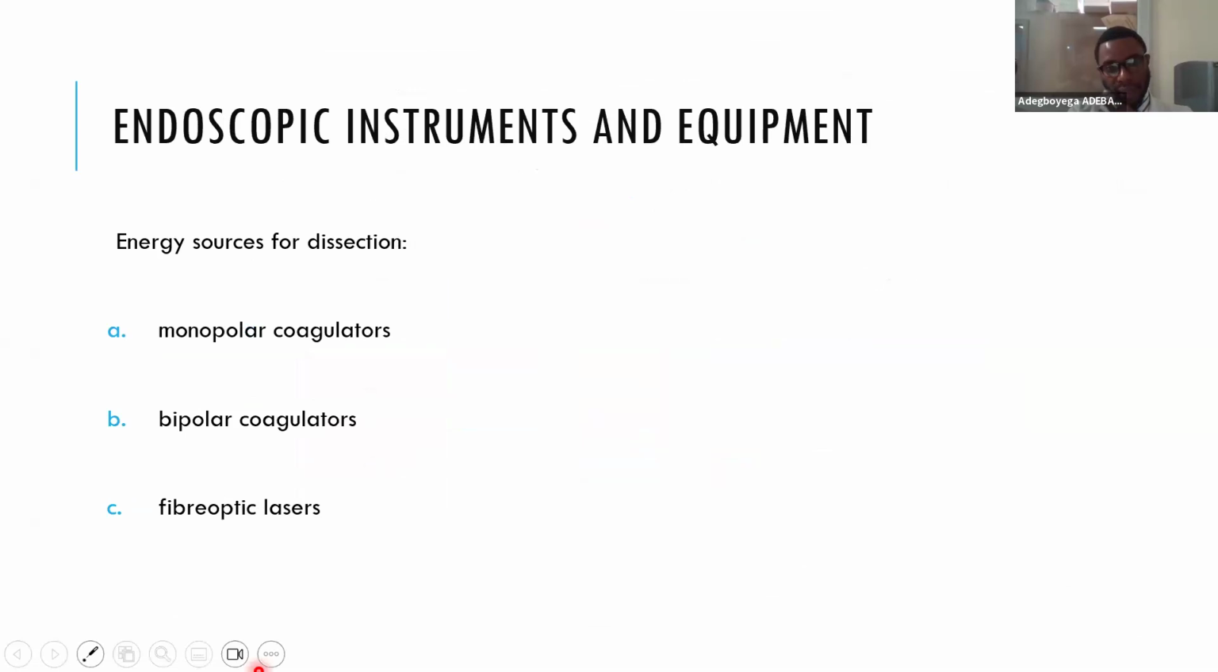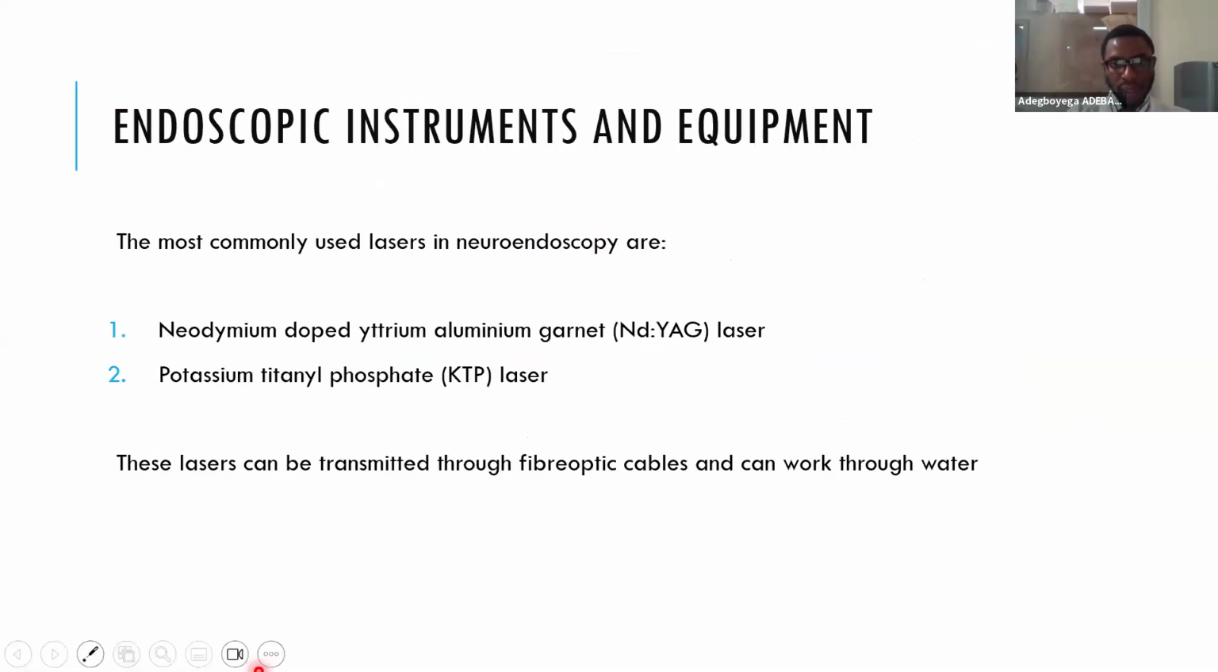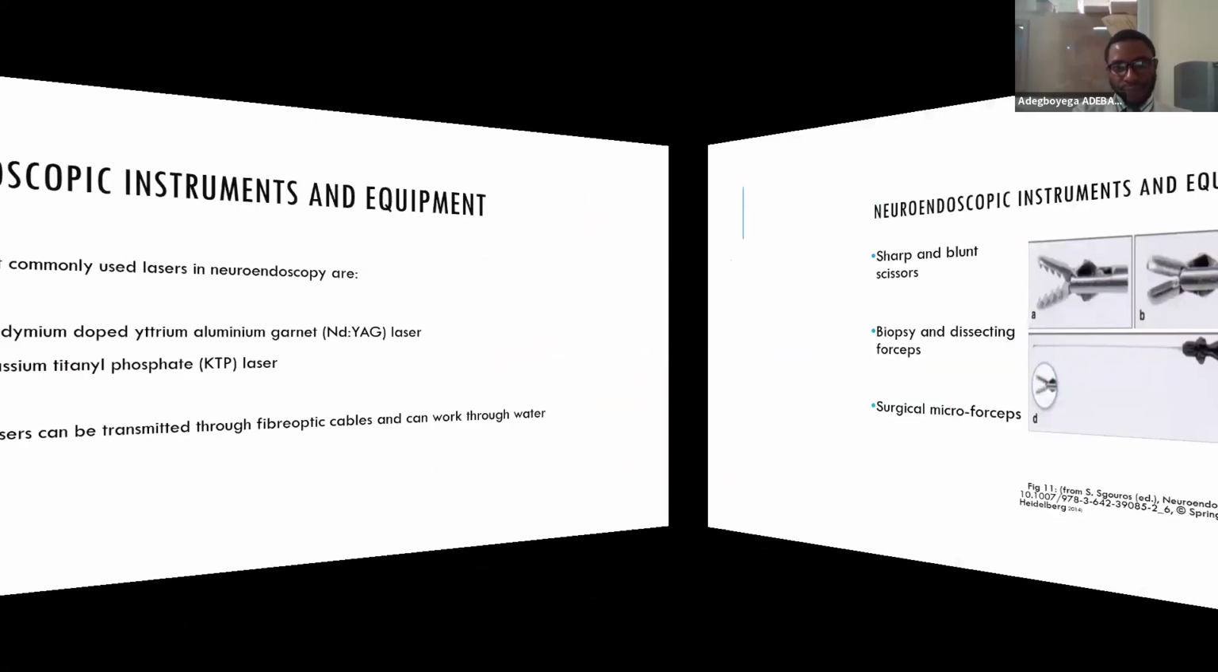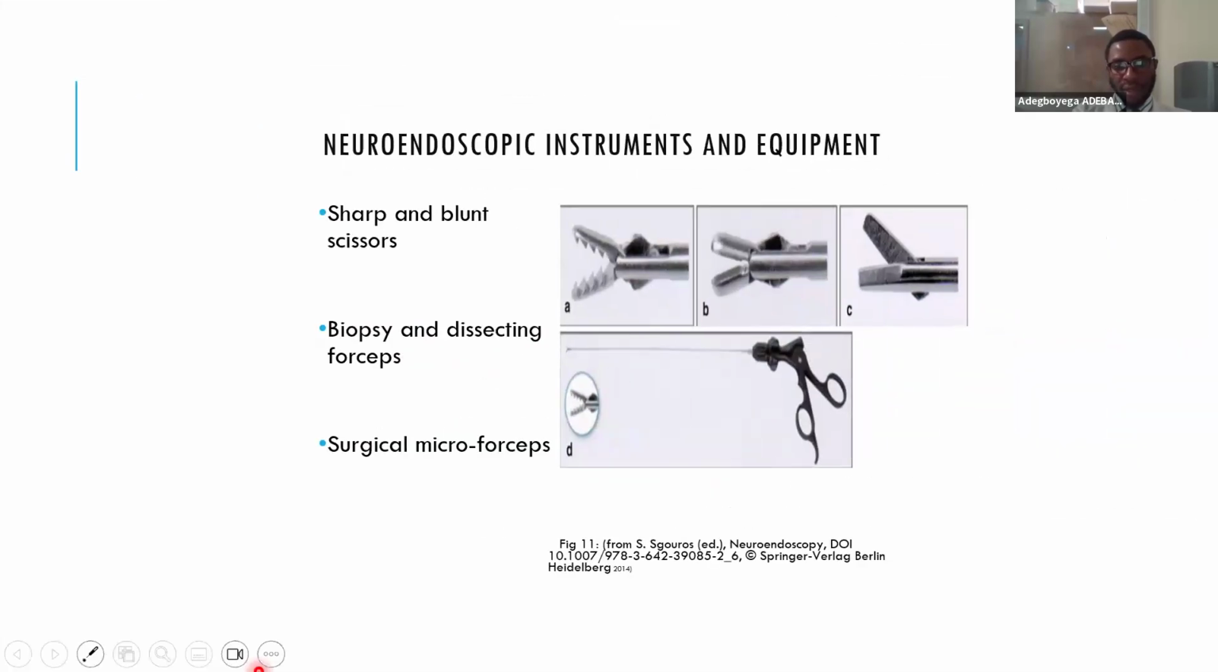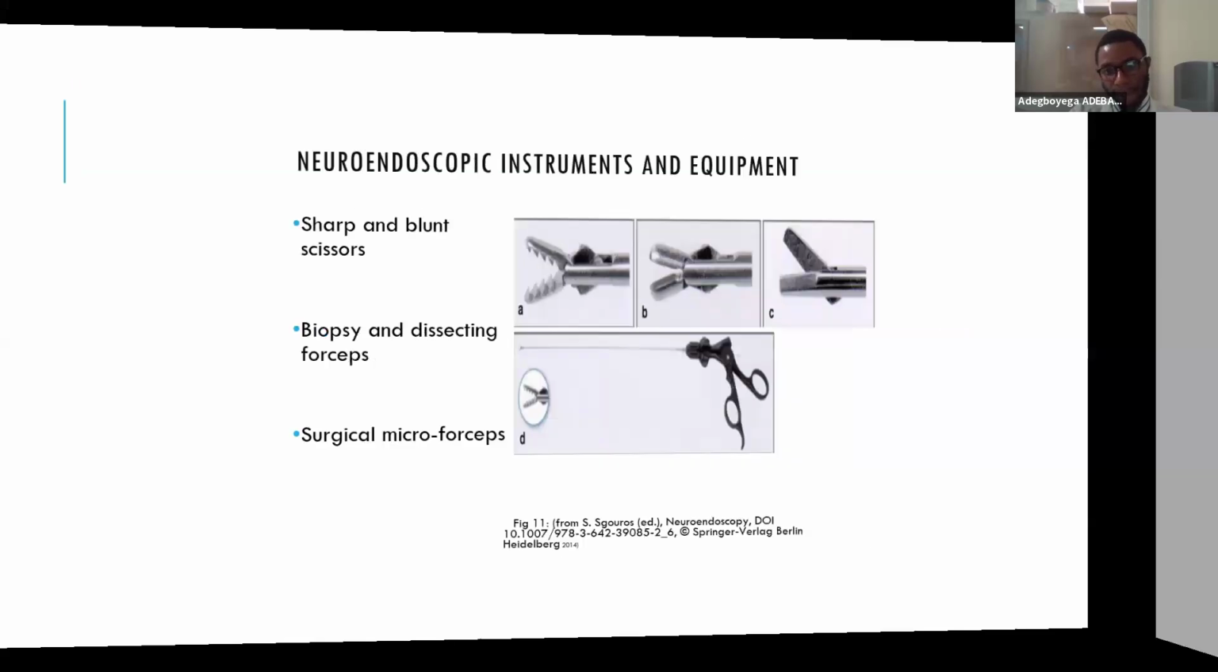Energy sources for dissection are also available, including monopolar and bipolar coagulators, as well as fiber optic laser. Nd:YAG laser and potassium titanyl phosphate lasers are the most commonly used laser types for neuroendoscopy because they can work through water. There are various neuroendoscopic instruments, including scissors of various types, biopsy and dissecting forceps, surgical microforceps, as well as guillotine knives.